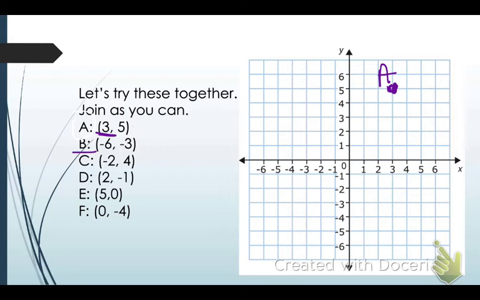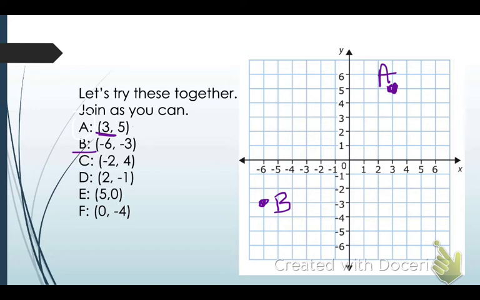For question B, again, I'm going to start at the origin in the middle. I'm going to go left to the 6 because it's negative. 1, 2, 3, 4, 5, 6. And then the negative 3 for the Y tells me I go down 3. 1, 2, 3. So if you've ever given directions or gotten directions, these are essentially just directions of how to put a point on the graph.